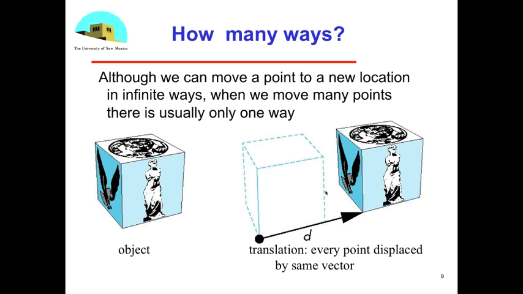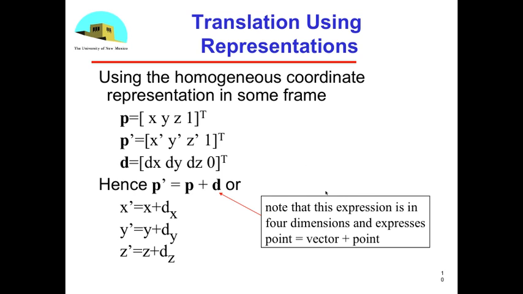Now, let's drop that abstract view. What we're really going to use is some sort of representation. So now let's go to the representation in homogeneous coordinates of our points and see how we can do a translation or displacement.